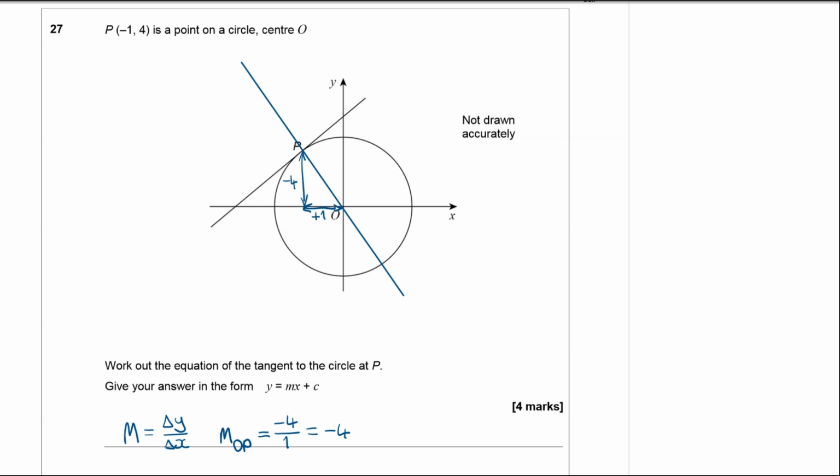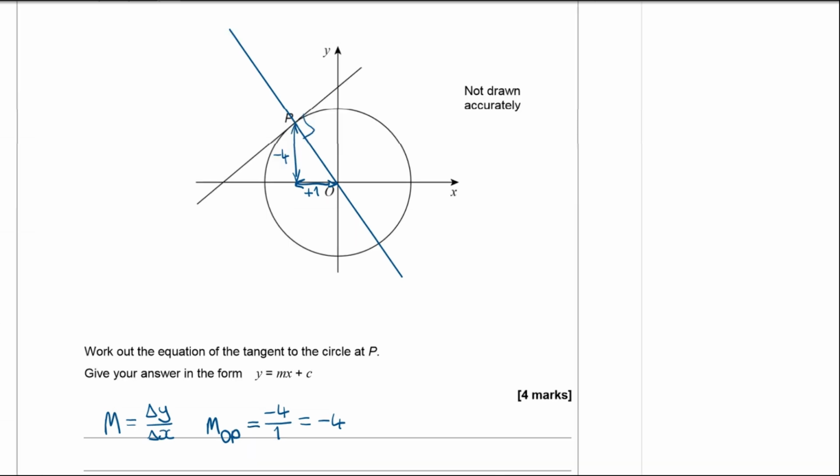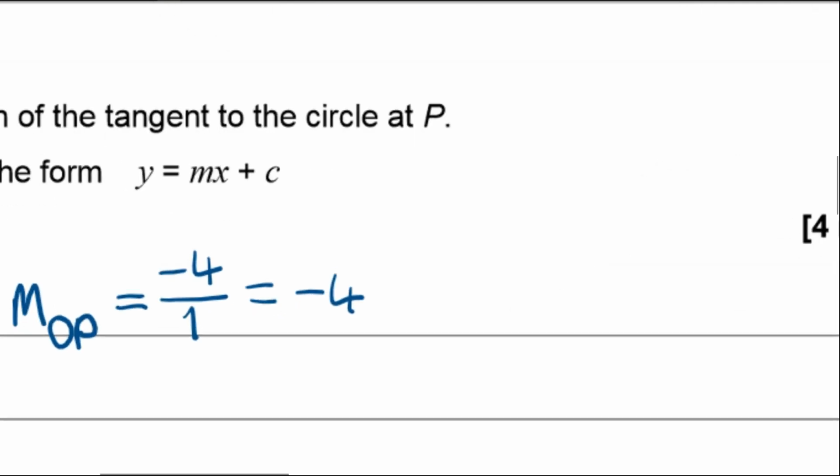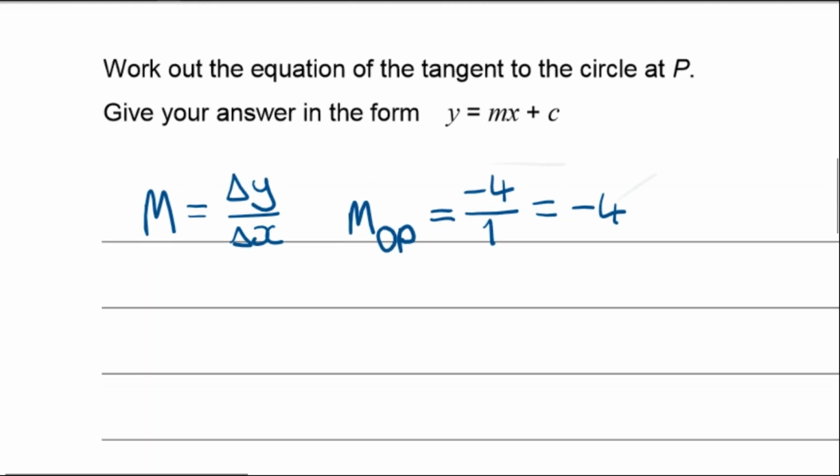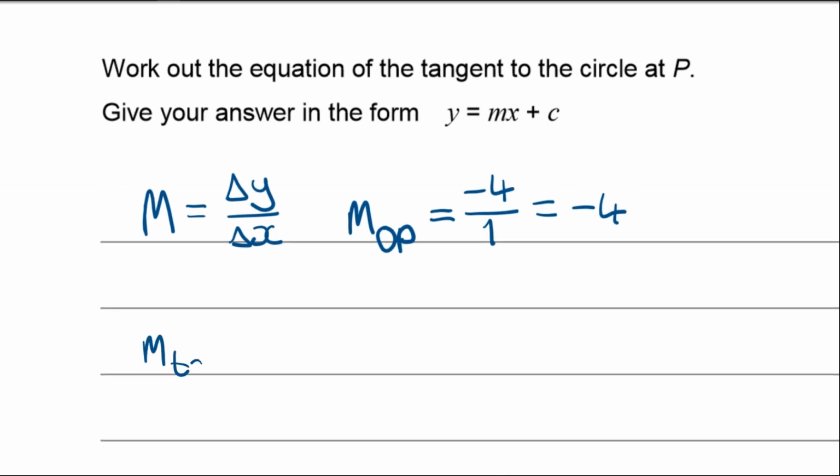We now need to find the perpendicular gradient of the line that's a tangent to the circle. So the way we do this is by finding the negative reciprocal. So in this case, the tangent gradient is going to be -1 over m_OP. And as I said, this is the negative reciprocal, so it's -1 over m_OP, and that's going to leave us with -1 over -4, which is just a quarter.